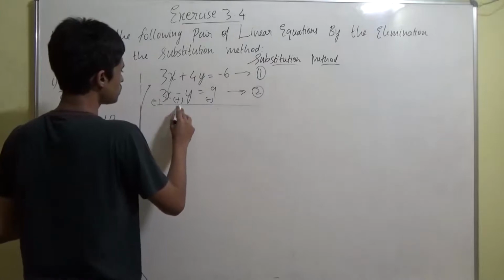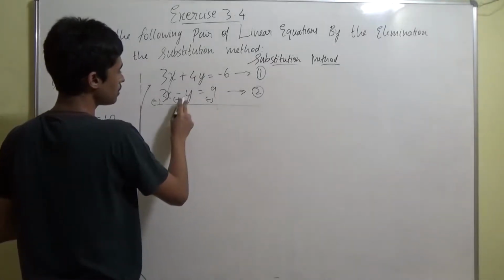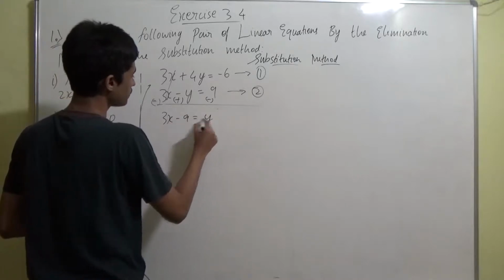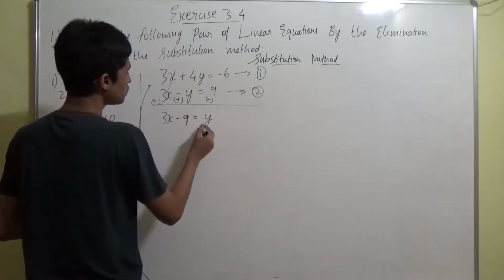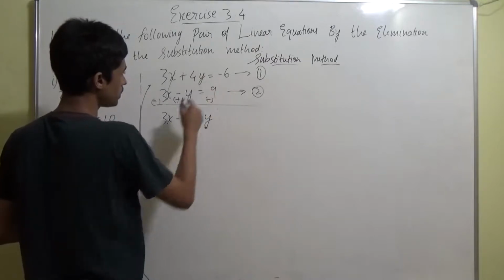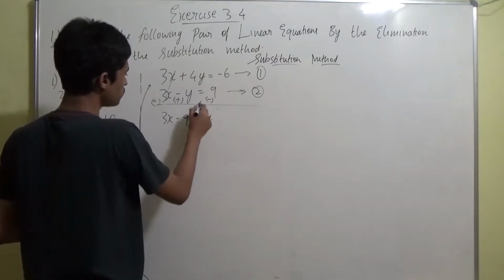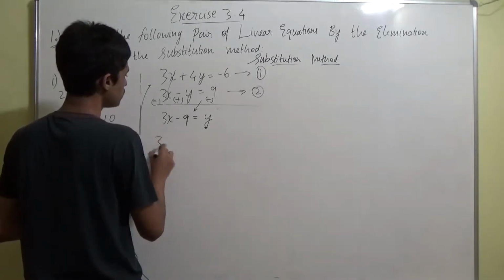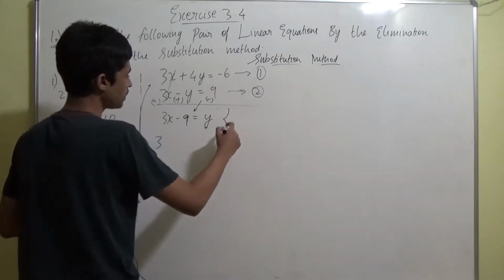So let's do one thing. Let's take y to the other side and bring 9 to this side. It will become 3x minus 9 equal to y. Getting it? Now this value of y which we got from equation 2, we are going to substitute in equation 1. If you substitute in equation 1, you have to write it here. Substituting it in equation 1.